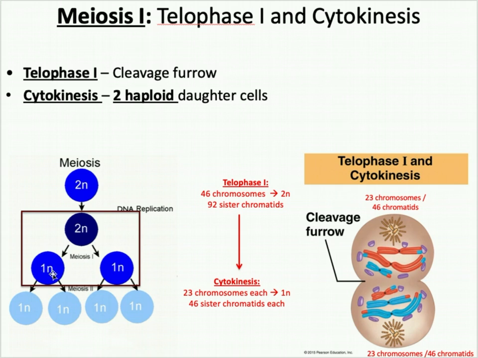So eventually you're going to have 2 haploid cells that will have 23 chromosomes each, but 46 sister chromatids each. And then you notice that these chromosomes are still in that duplicated state where the sister chromatids have not separated from each other. So that means that's too much DNA, and we will need to undergo another cellular division called meiosis 2.